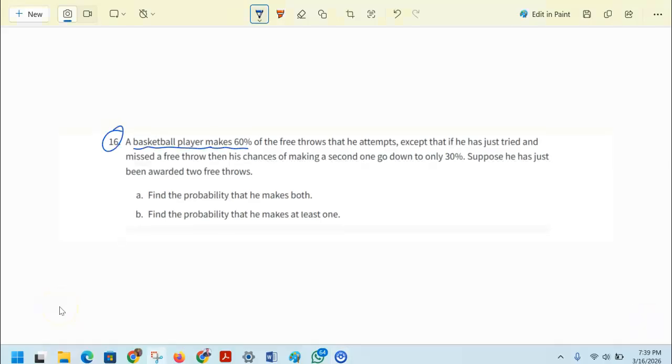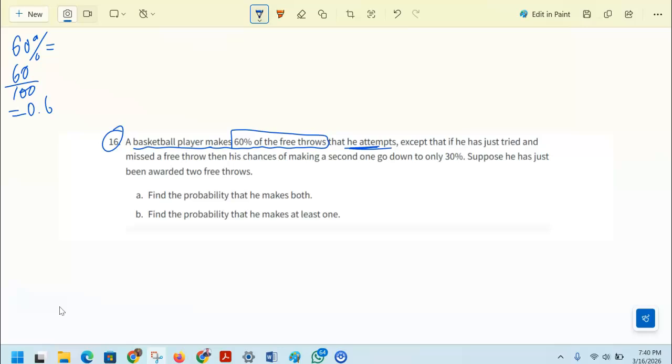Okay, question number 16 is about basketball. A basketball player makes 60% of free throws, of what he attempts, 60%. So quickly we should write 60% is 60 out of 100, which is 0.6.